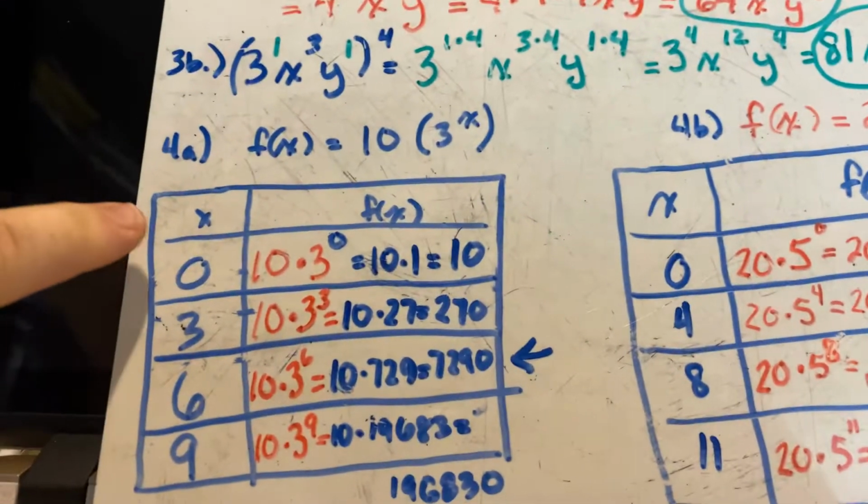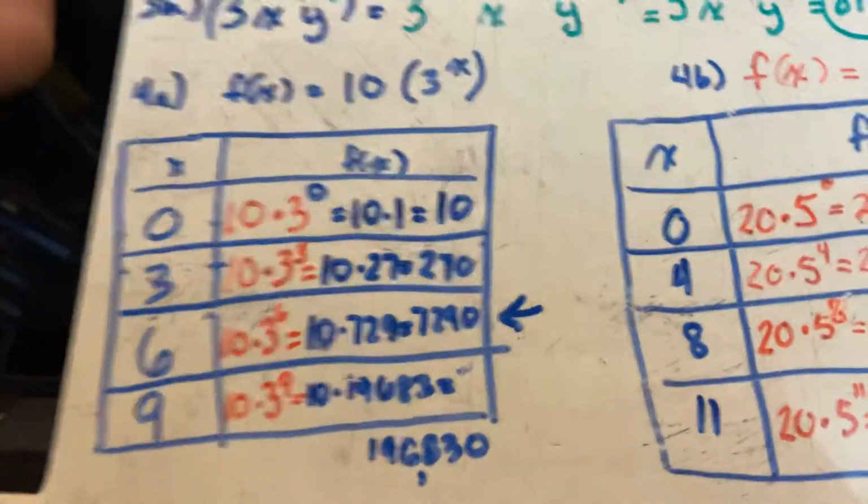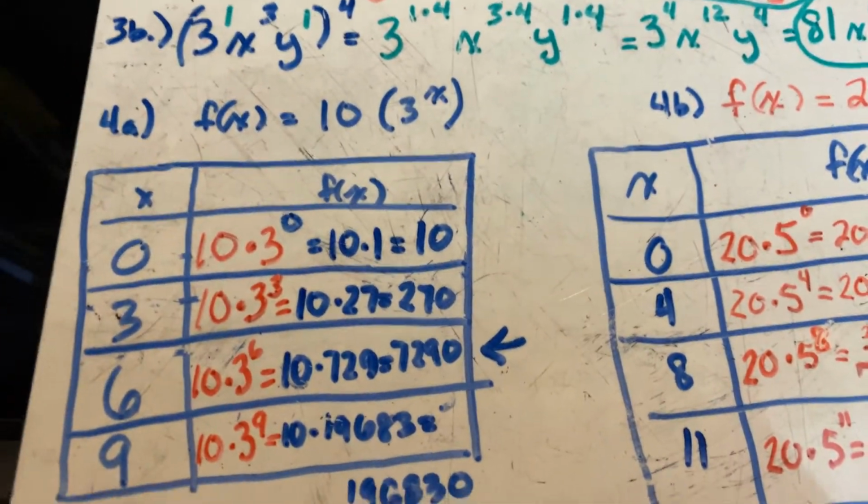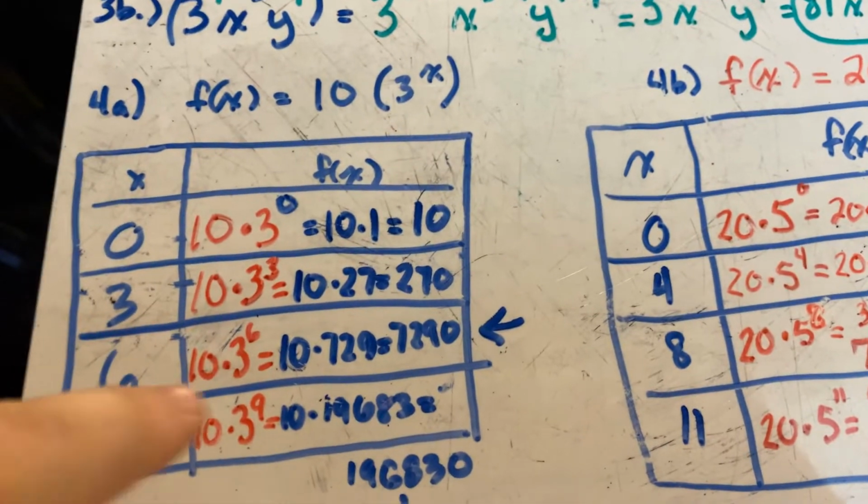So I'm going to insert each of the x values into the f of x function. So each time I'm substituting the 0 in for the x, the 3 in for the x, the 6 in, and the 9.